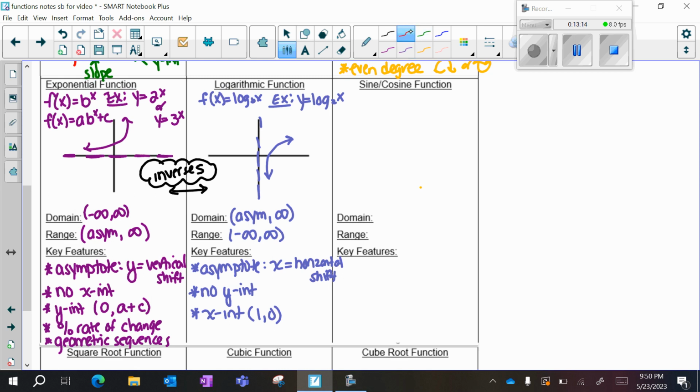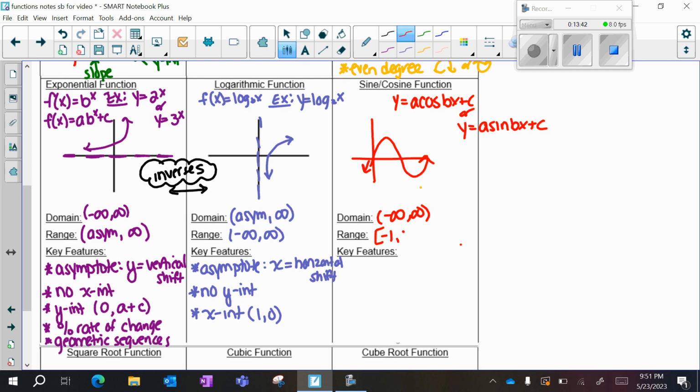Sine and cosine function looks like this. That, of course, is sine. Cosine starts at the maximum, but we will go more into that next week when we talk about trig. So I have y equals a cosine bx plus c, or y equals a sine bx plus c. Domain is always all real numbers. Range is always -1 to 1. This is known as a periodic function, which means that it repeats on a set interval.